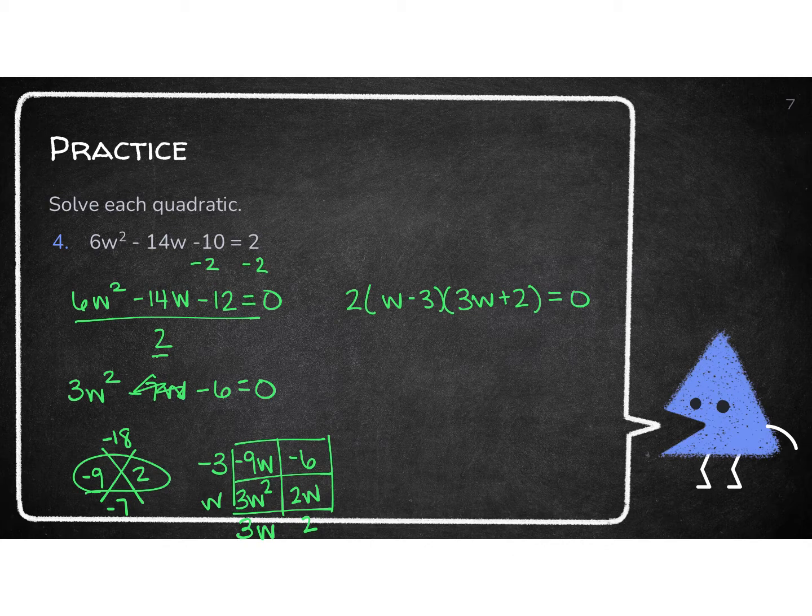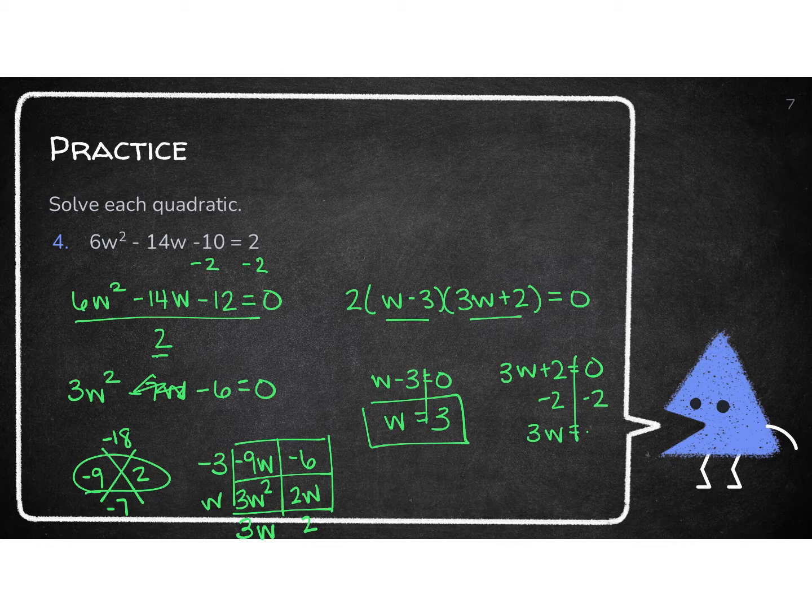And now I can go ahead and take each parenthesis or each variable and set that equal to 0 and solve it. If you're getting to the point where you can kind of see these different answers, you do not have to do this extra piece of showing me the work of setting it equal to 0 and solving it. You can go ahead and just show me your answer.